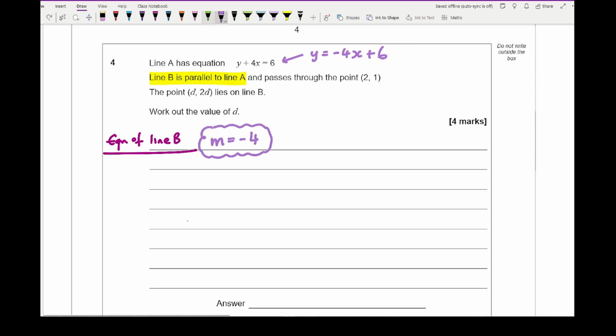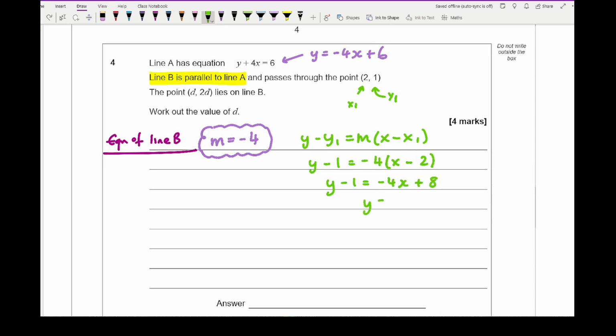So then to find the equation of line B, I use the equation of y minus y1 equals m times x minus x1, and substituting the values in, so this value here is my x1, this value here is my y1, I get y minus 1 equals minus 4, x minus 2. Substituting it all in, we get y minus 1 equals minus 4x plus 8. So we get y equals minus 4x, and we add 1, plus 9. And that there is my equation of B.